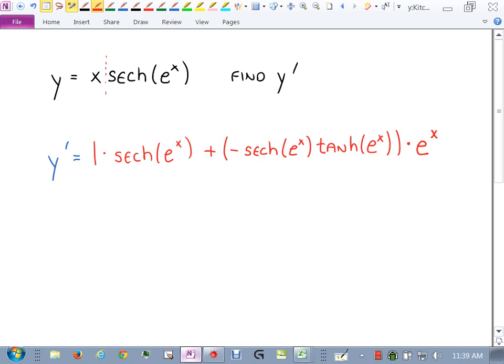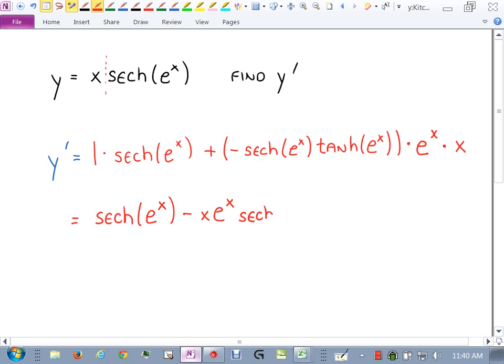And then finishing off the product rule, I need an x out there. So cleaning up, something like secant hyperbolic e to the x, and then we have minus x e to the x secant hyperbolic e to the x tangent hyperbolic e to the x. I think I've got it all there.